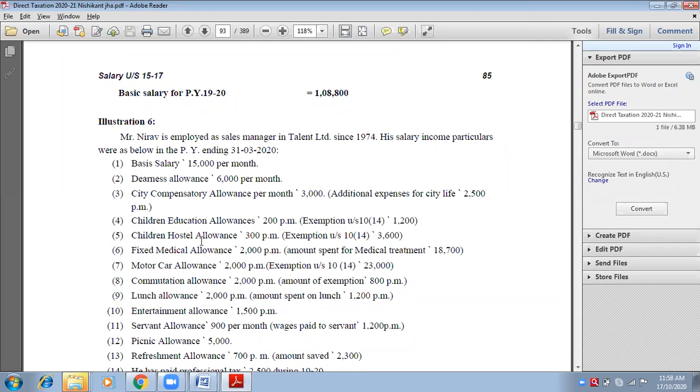Next, fixed medical allowances 2,000 per month. Now it is medical allowances. It is not medical reimbursement. Both things are different. It is allowances. It is given by the employer for medical expenses. Now it is your wish. You want to spend it, you spend. If you don't want to go for medical treatment, don't spend it. You can keep it with yourself. But medical reimbursement is when actual medical expenses are there, the employer will pay it back to you.